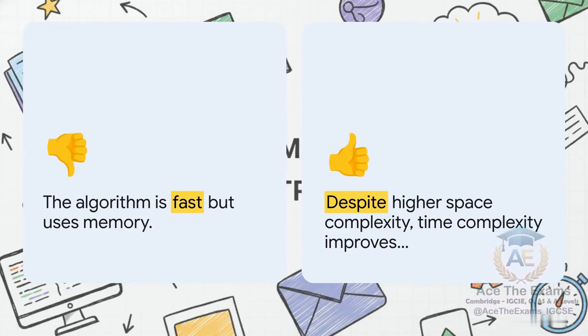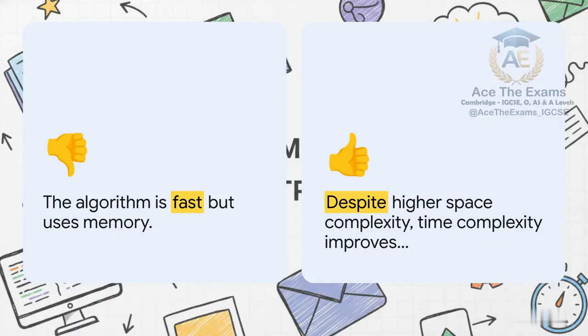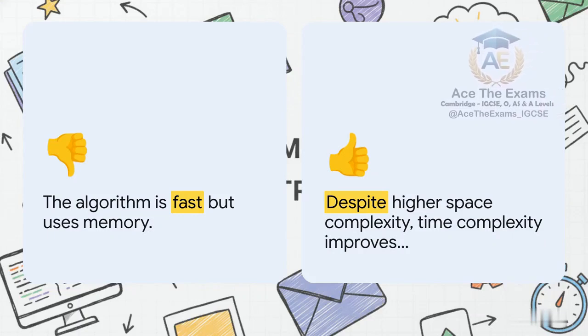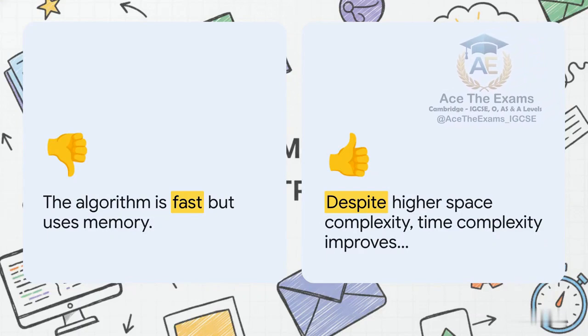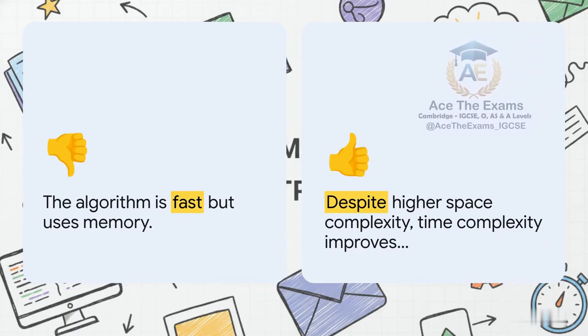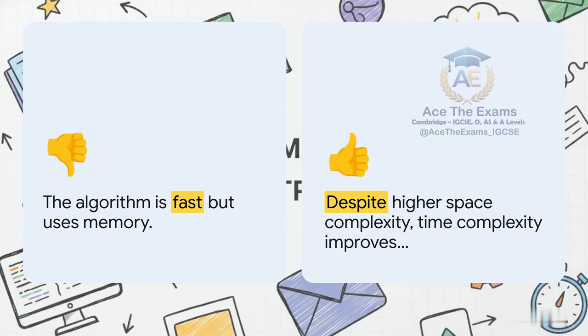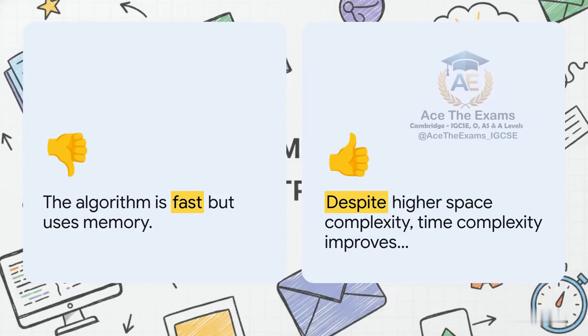Read this extremely flawed statement. The algorithm is fast, but uses memory. Why does an examiner dock marks for this? Because proper comparative analysis requires identifying similarities and differences, using strong comparative connectives, all supported by evidence. That statement is just way too generic.